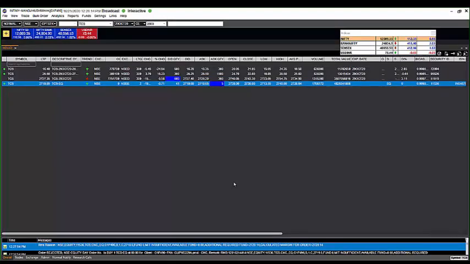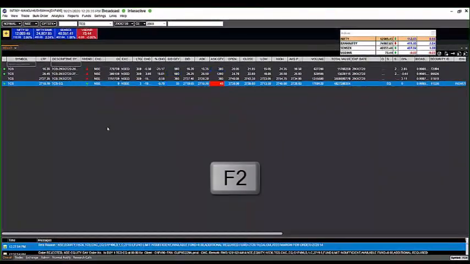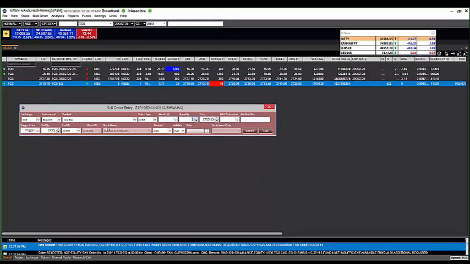But if you have some balance in your trading account, the order will usually get executed at a price which is very close to the current market price. Now let us look at a sell market order. Once again, we select the script TCS, press F2 to open the sell order entry window.